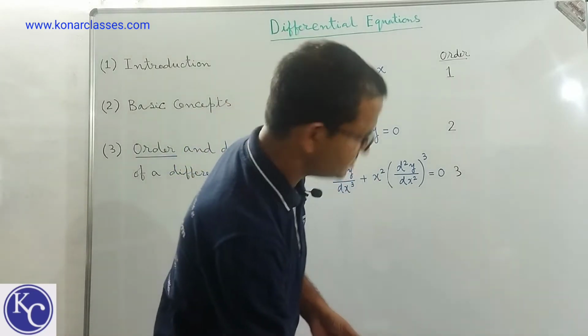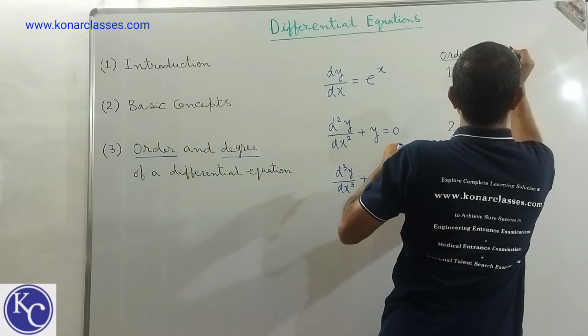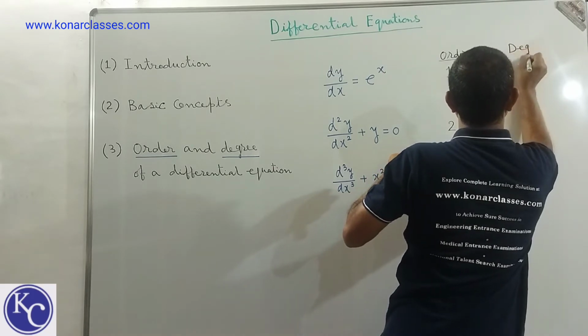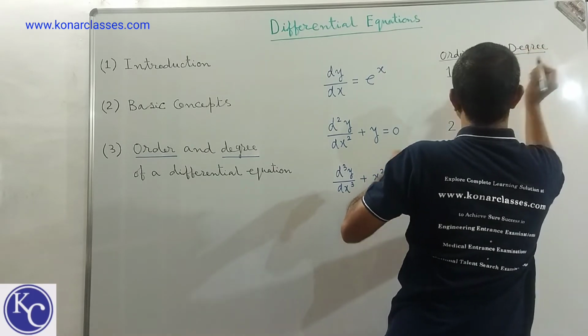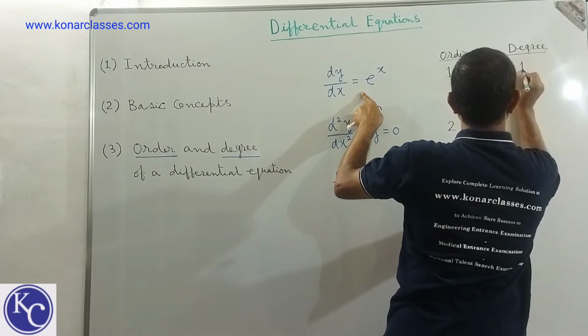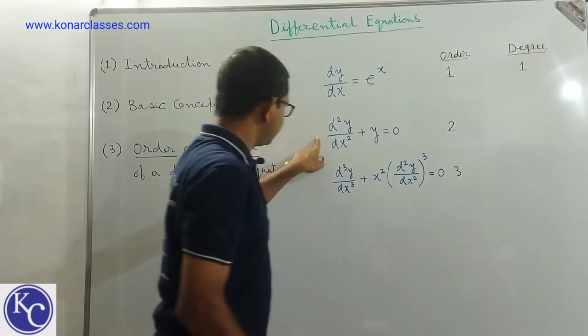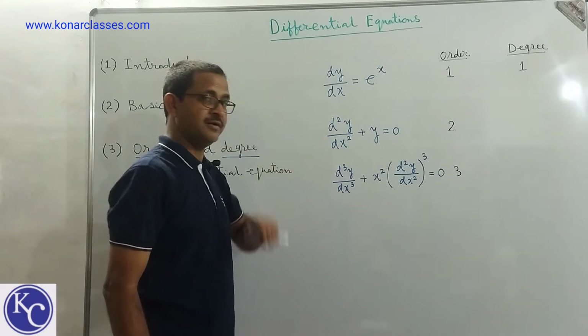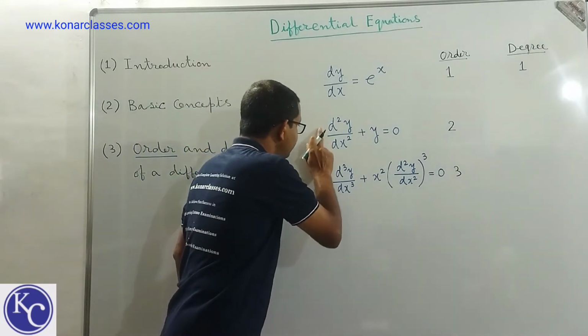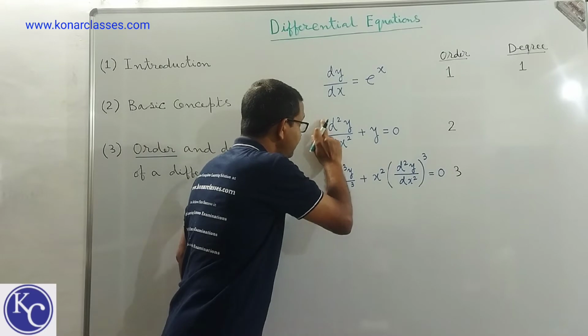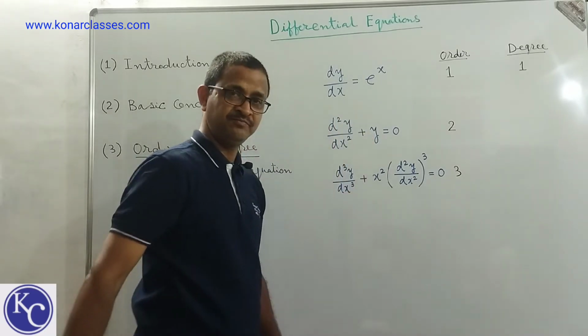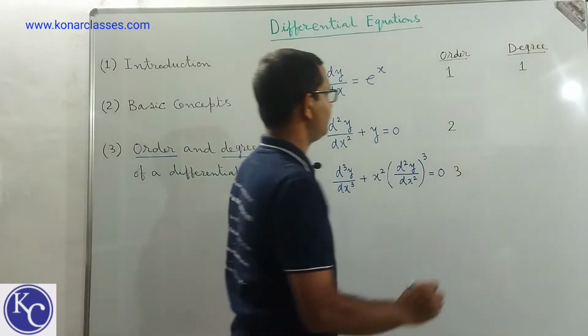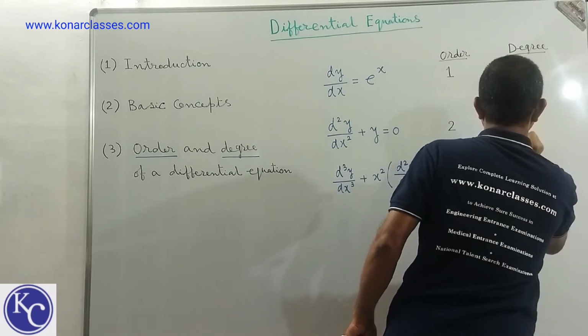So if we write here the degree, let's see, what is the degree? Degree here is 1. Now in this case, what is the degree? Degree is actually 1. Why? Because the highest order derivative is d2y dx2 and its power is 1. Nothing is there, that means power is 1, so its degree is 1.